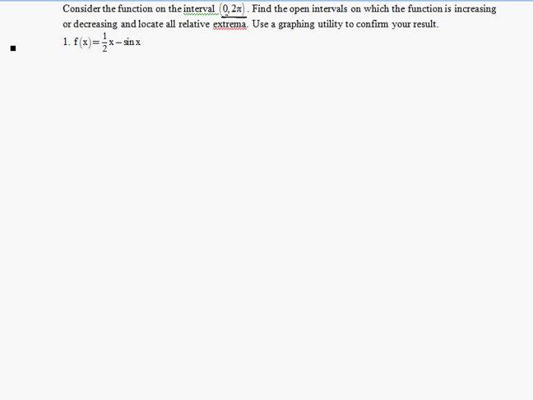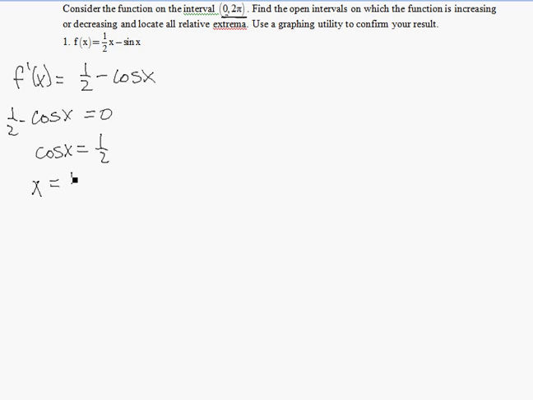So first thing we want to do is take the derivative and determine if there's any times in which the derivative is 0 or undefined. Since there's no times in which this is undefined, then we're just going to set the derivative equal to 0. So we get cosine of x is equal to 1/2, and cosine of x equals 1/2 at pi over 3 and 5 pi over 3.